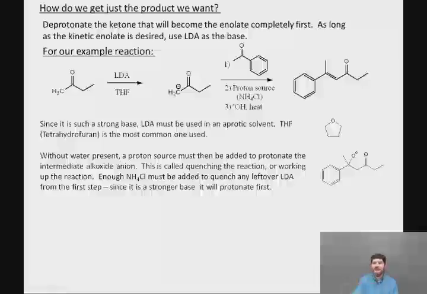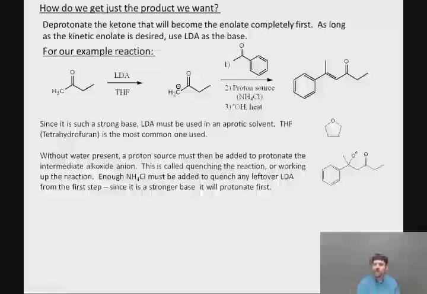Okay, so the alkoxide anion is drawn here on the right of your screen. That needs to get protonated to form the beta hydroxy ketone. This is called quenching the reaction, or is sometimes called working up the reaction. And if you're doing this in a lab where you actually have to care how much to add, you need to add enough proton source to quench any leftover LDA from the first step. Since LDA is a stronger base, it will protonate first before the alkoxide will.